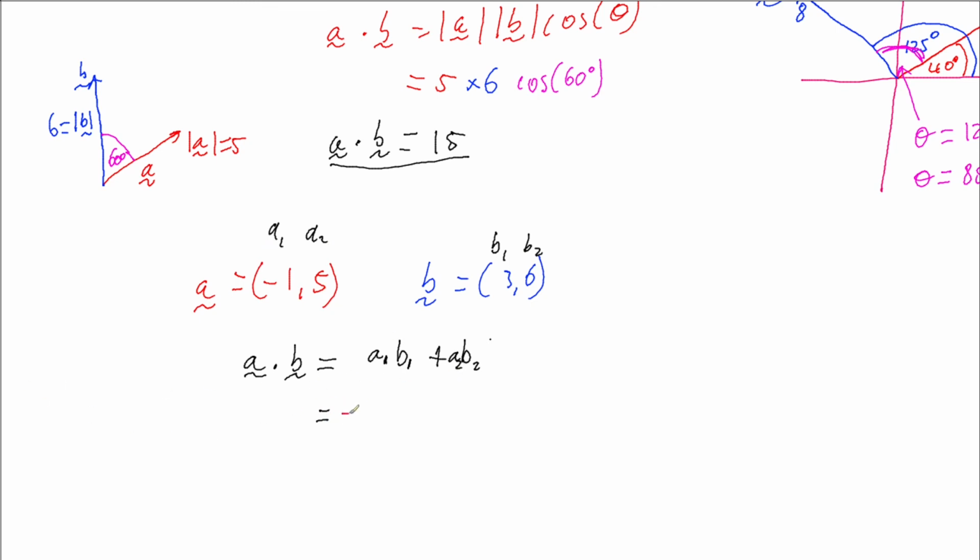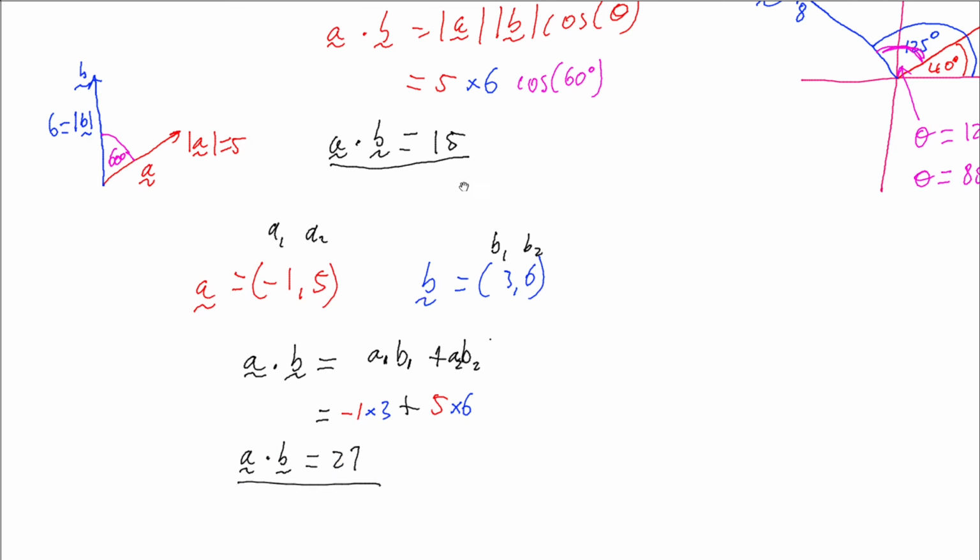I've got A1, which is -1, multiplied by B1, which is 3, and add on A2, which is 5, multiplied by B2, which is 6. So in this case, our dot product is -3 plus 30, which is 27.